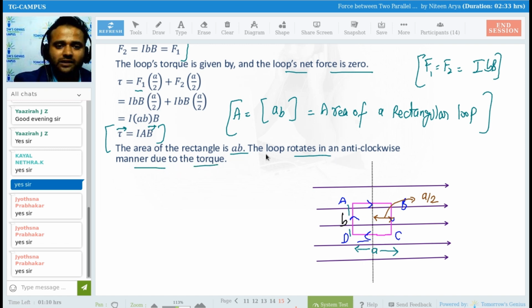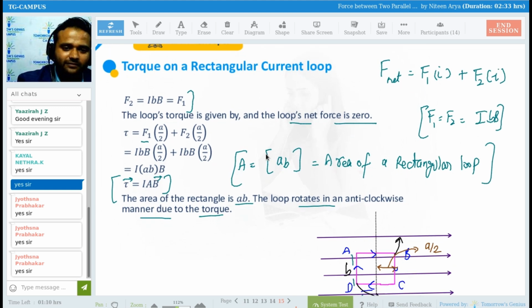What is the meaning of anti-clockwise here? This loop is going to rotate in this way, or from this particular end in this way. Your loop is going to rotate anti-clockwise in this way. Is this clear, everyone?